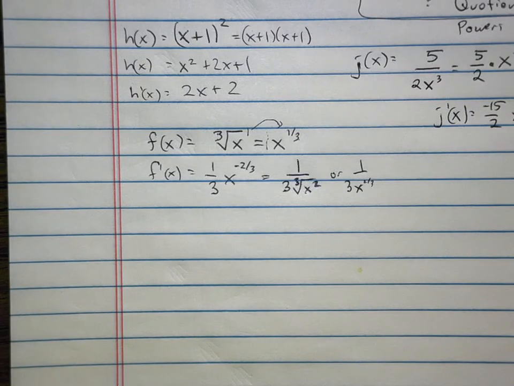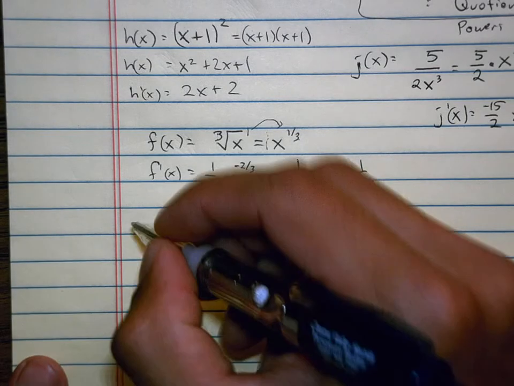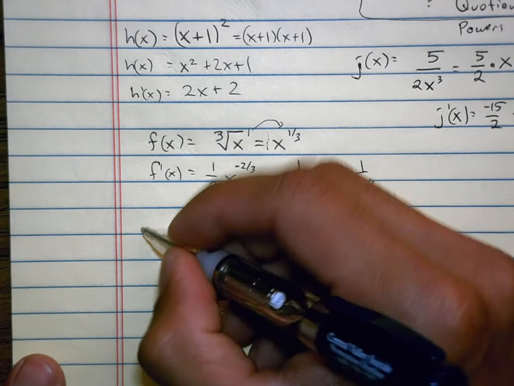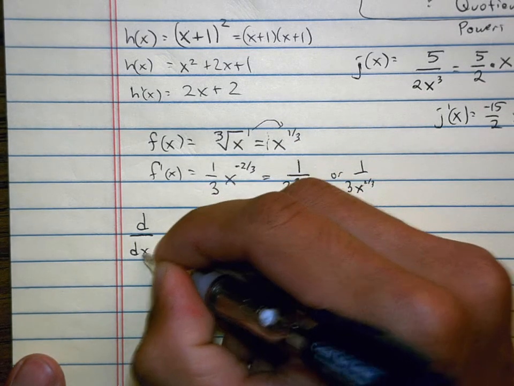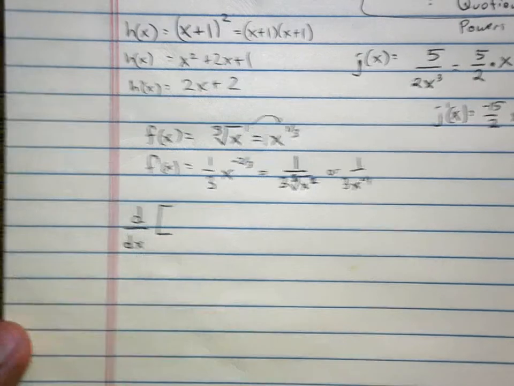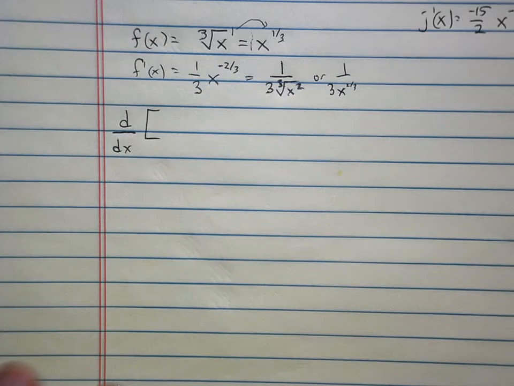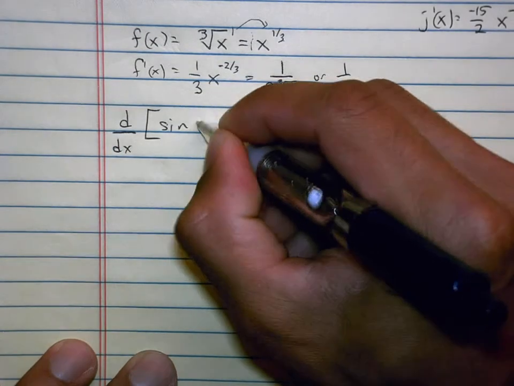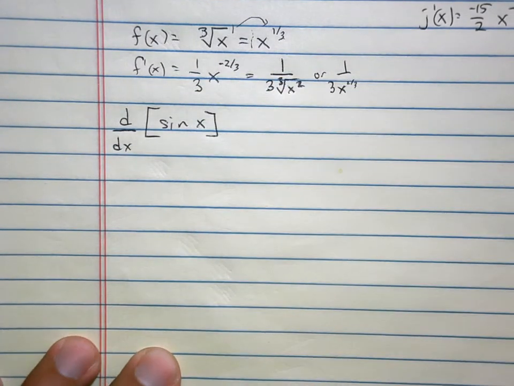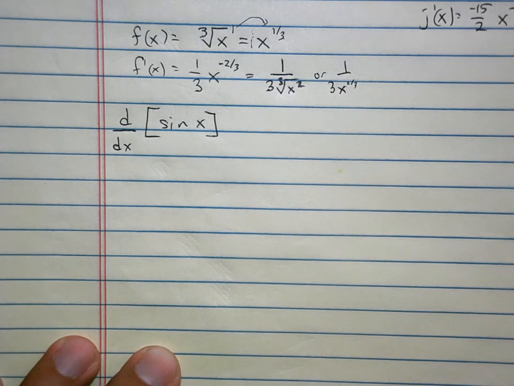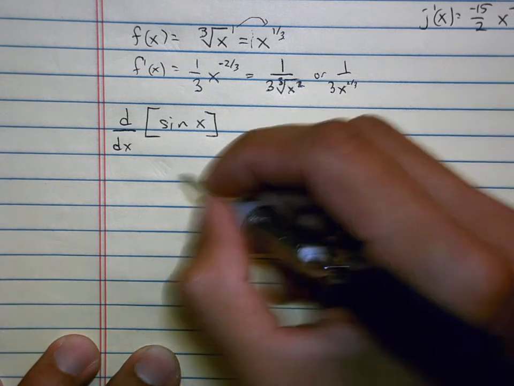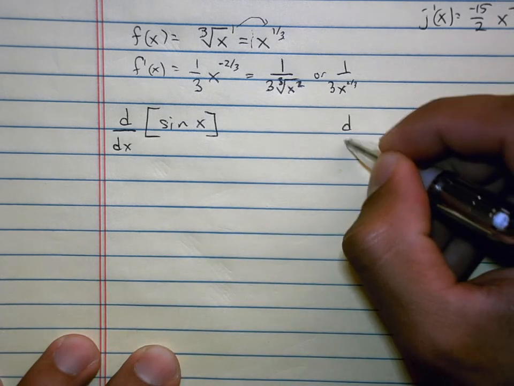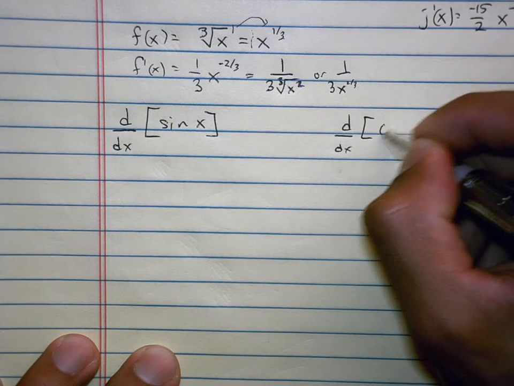Last two rules that we're going to do. What's the derivative of your best friend? Negative 3 sine of x. Serious? Negative 3? Was that your best friend? Oh, I see you have a best friend. What's the derivative of cosine of x?